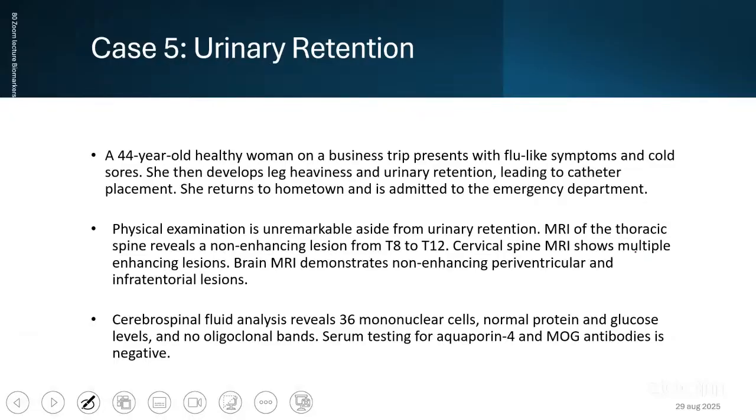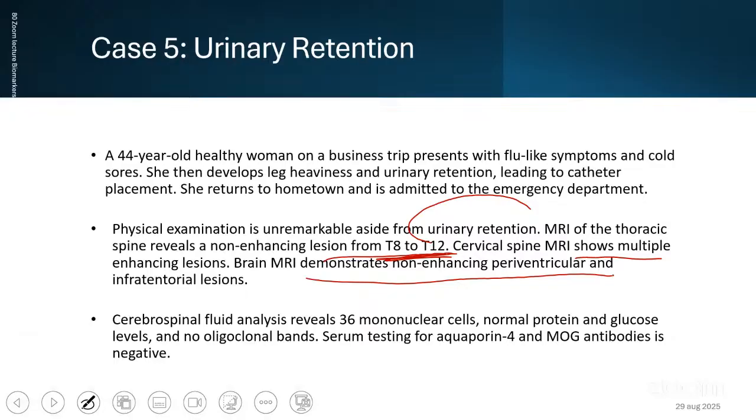The physical examination is unremarkable aside from the urinary retention. MRI of the thoracic spine shows a non-enhancing lesion from T8 to T12. Cervical MRI shows multiple enhancing lesions. Brain MRI demonstrates non-enhancing periventricular and infratentorial lesions.